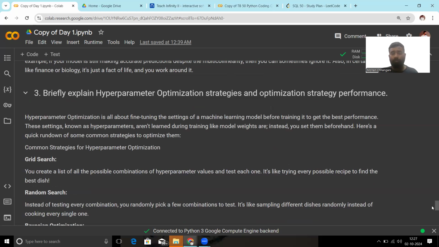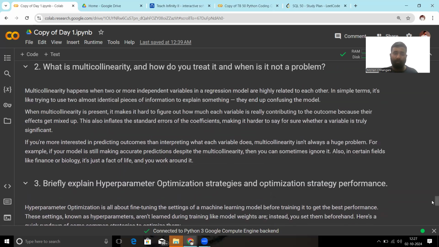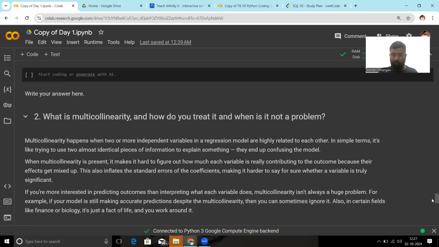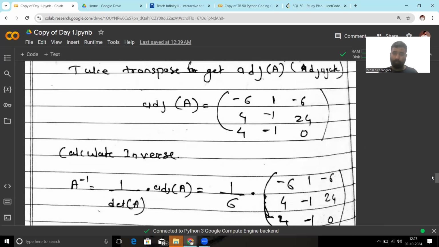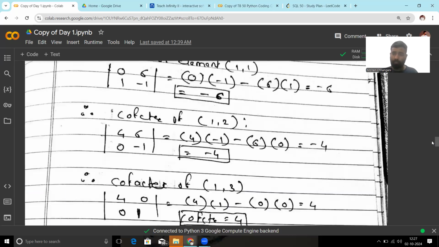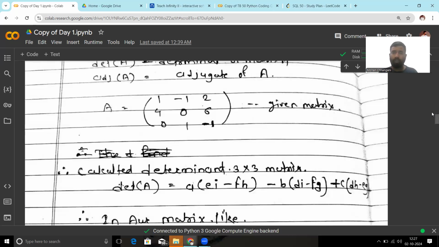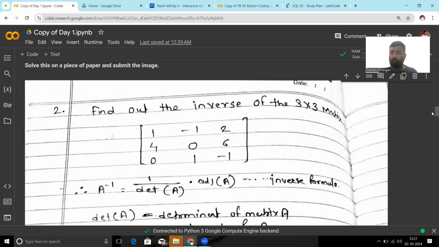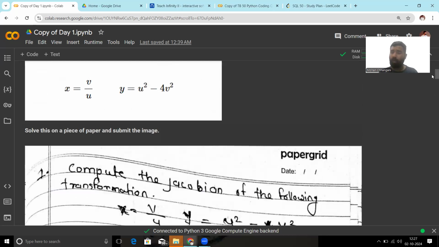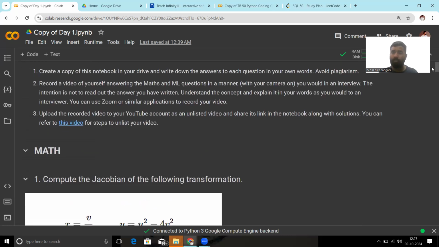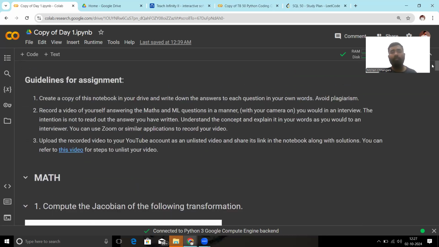So in this video I covered three questions: hyperparameters, multicollinearity, and logistic regression, as well as the mathematical matrix questions. I solved the 3 by 3 inverse matrix, and we covered the Jacobian matrix transformation. Both concepts are covered in this video.